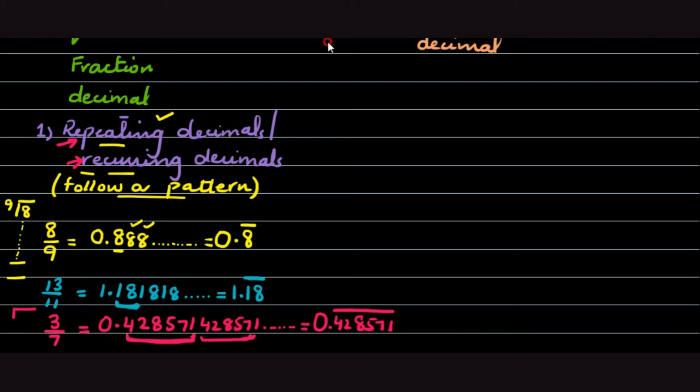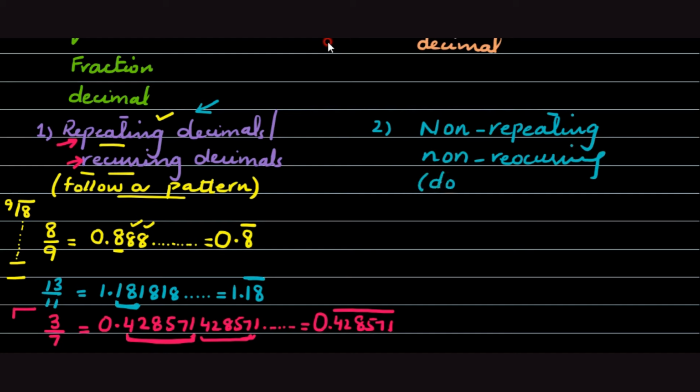Let's understand now non-repeating decimals. Non-repeating decimals means not finished, not terminated. Like repeating decimals, they are also non-terminating decimals. So it means non-repeating decimals are called non-recurring too, or you can say they do not follow a pattern.